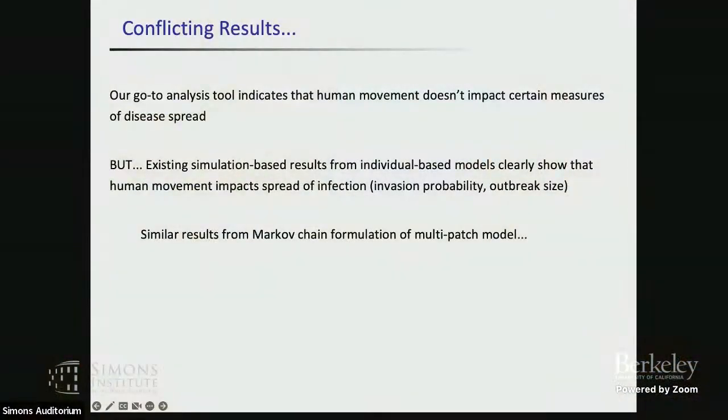But the interesting thing is, if you set up individual-based models, even under my very restrictive conditions of homogeneity, simulation-based results from those individual-based models clearly show that human movement impacts the ability of the infection to spread. And if I did a Markov chain formulation of the multi-patch model, I would also get similar results. So we have conflicting results between the simulation models and that R0 analysis.